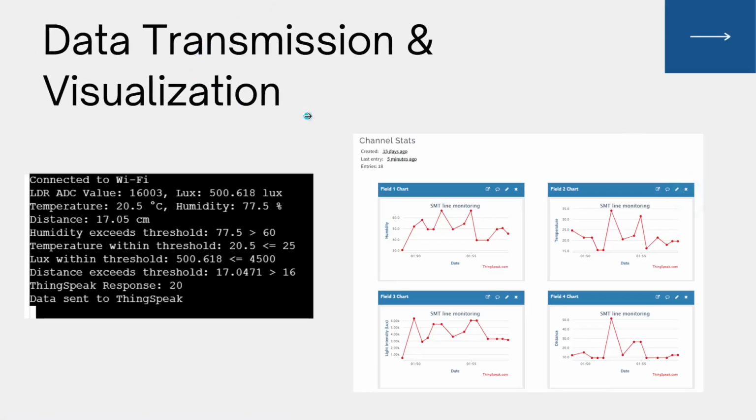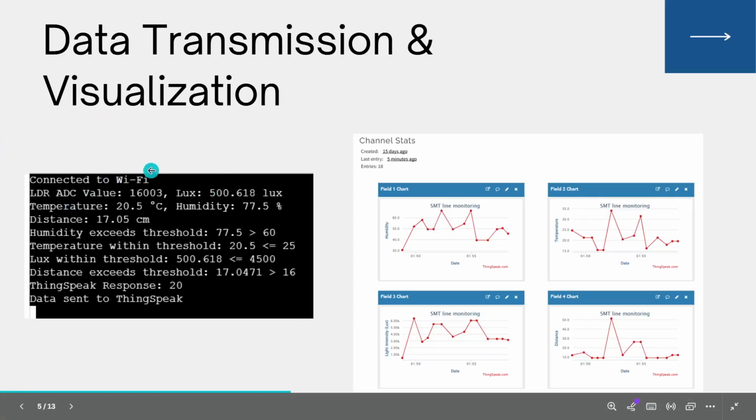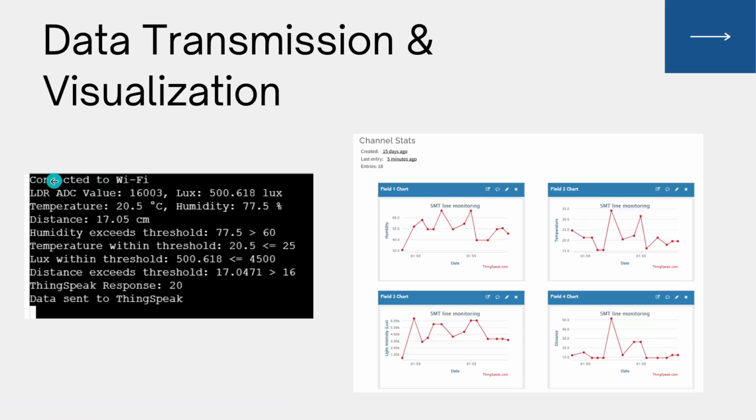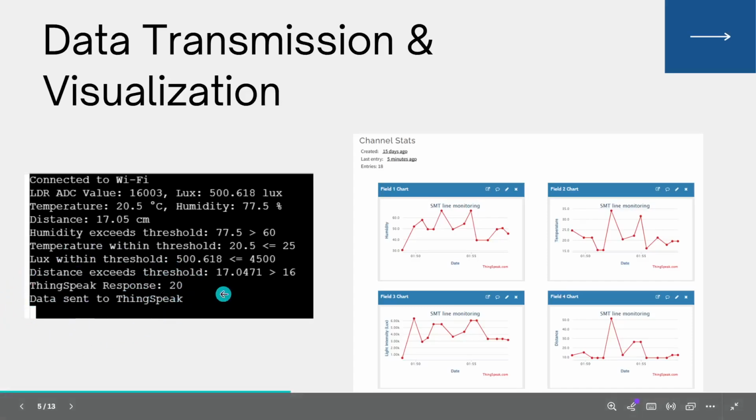Moving further, now we are in the data transmission and visualization part. After running the program, this is the result shown on the serial monitor. It will first connect to the Wi-Fi, then show each parameter value: the first one is LDR, the second is temperature, the third is humidity, and then distance. As you can see, I have preset a threshold value for each parameter, according to industrial standards for my SMT production line. This shows the current response being sent, and this shows that the data is already sent to ThingSpeak.